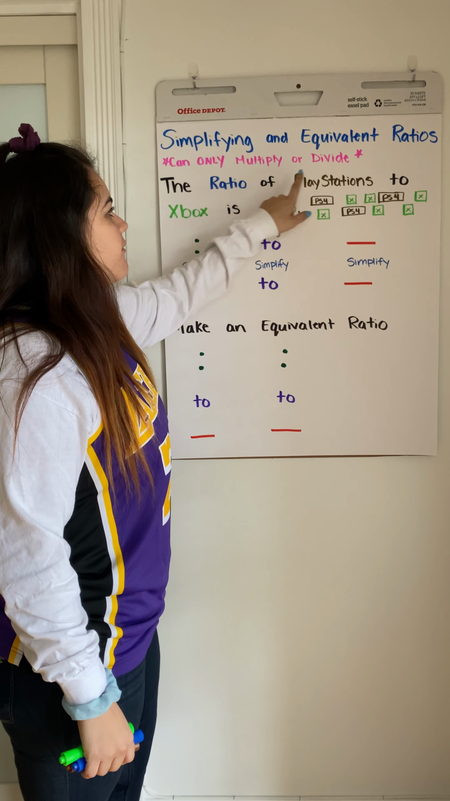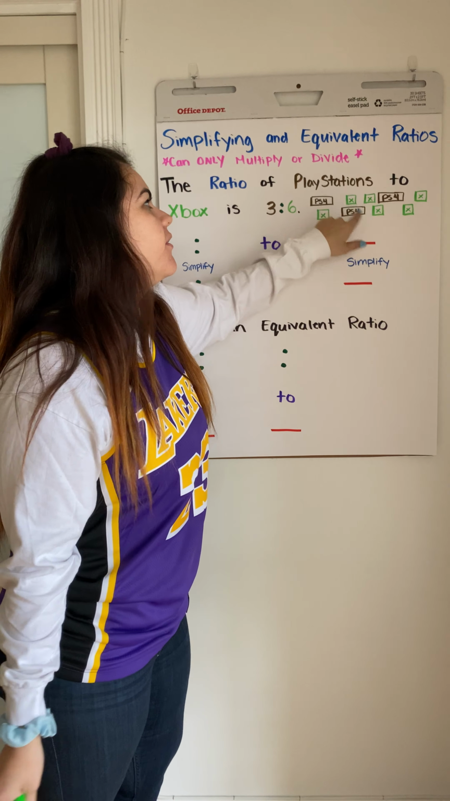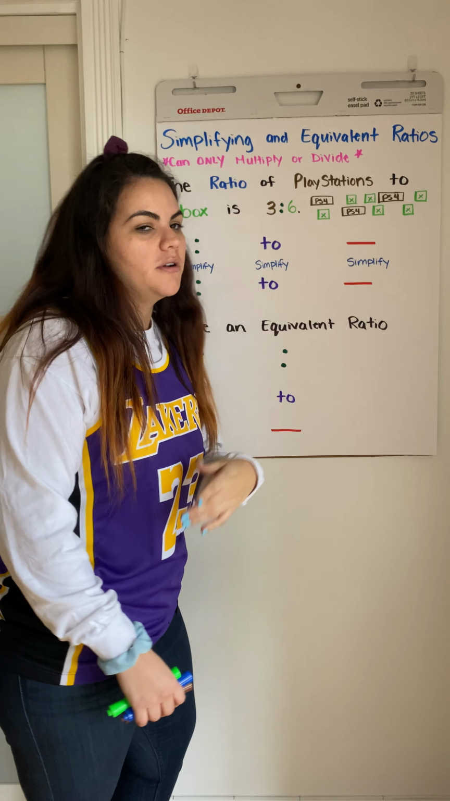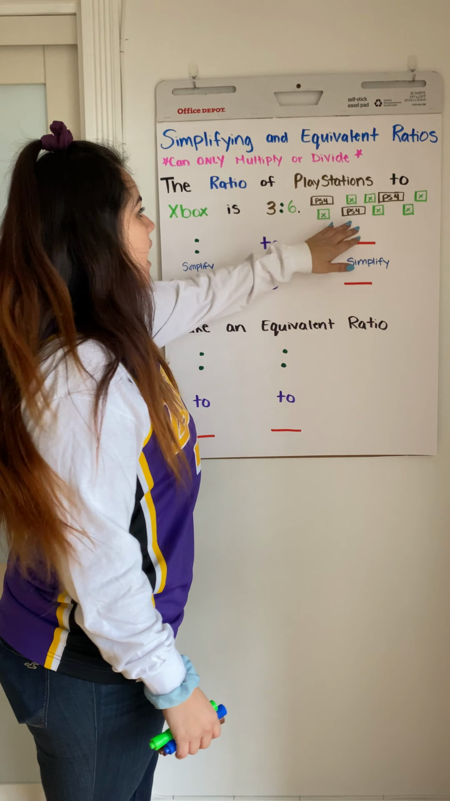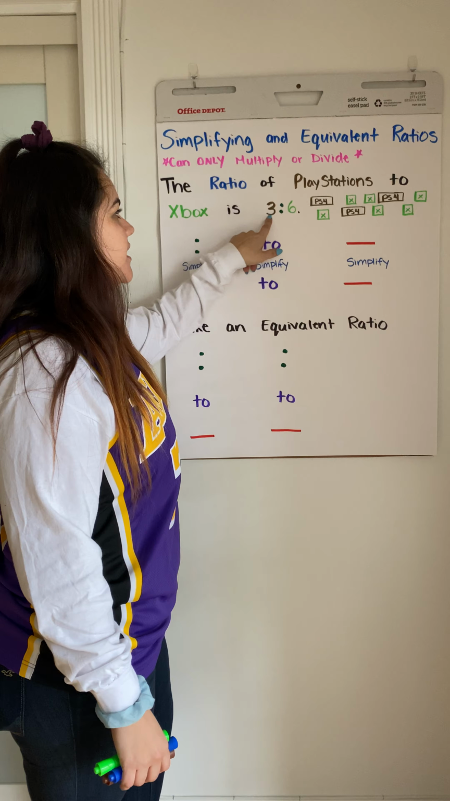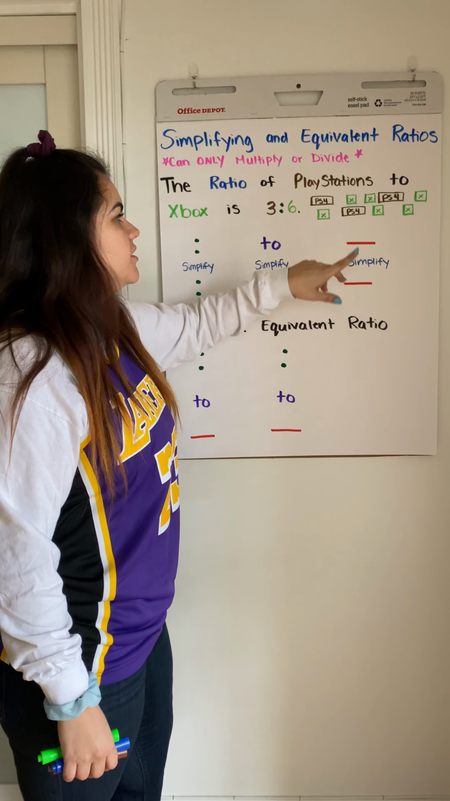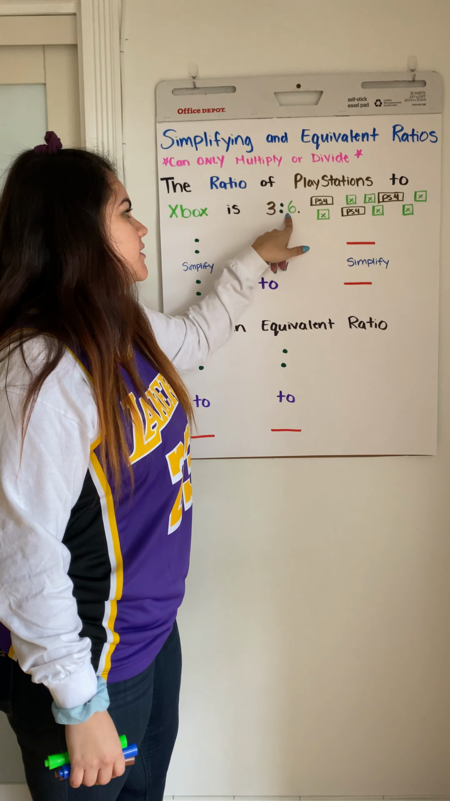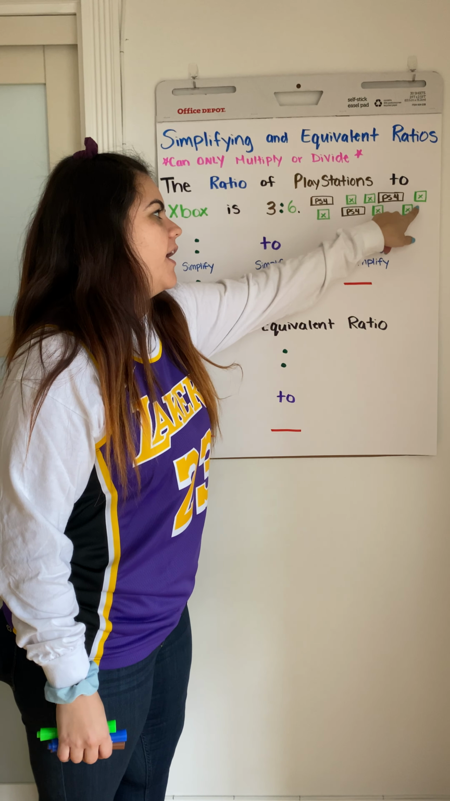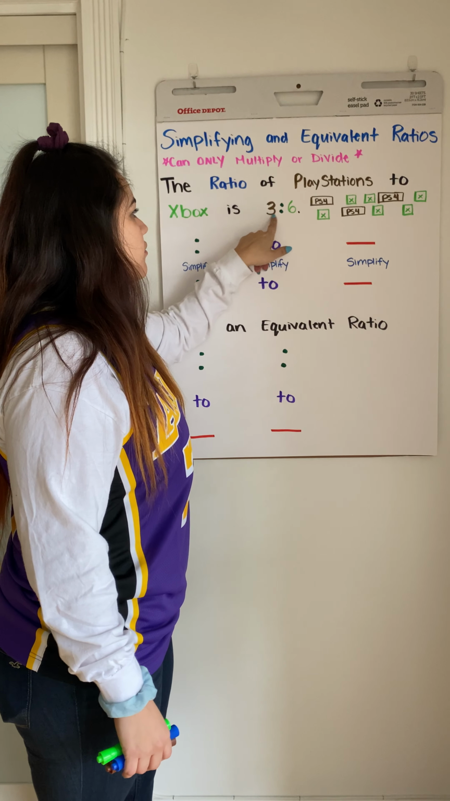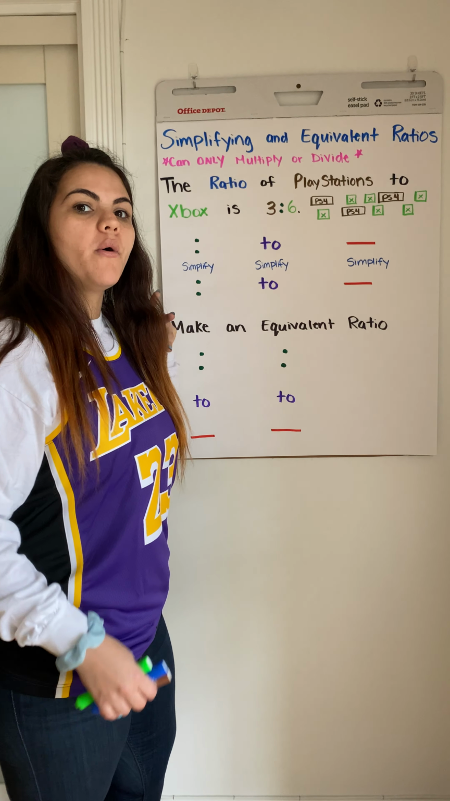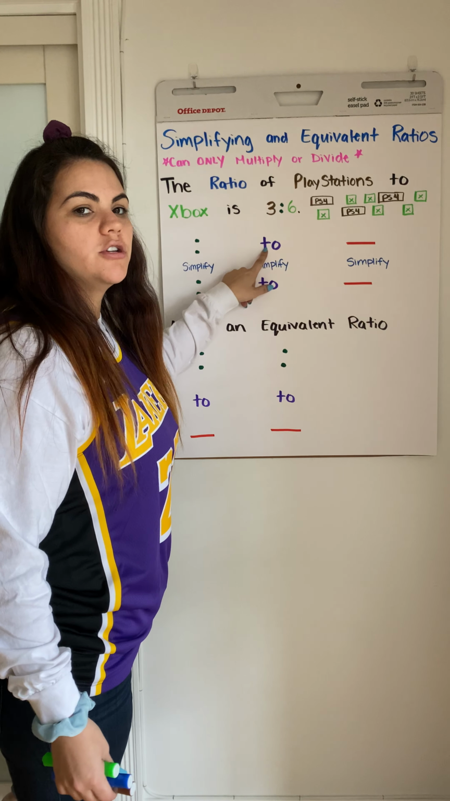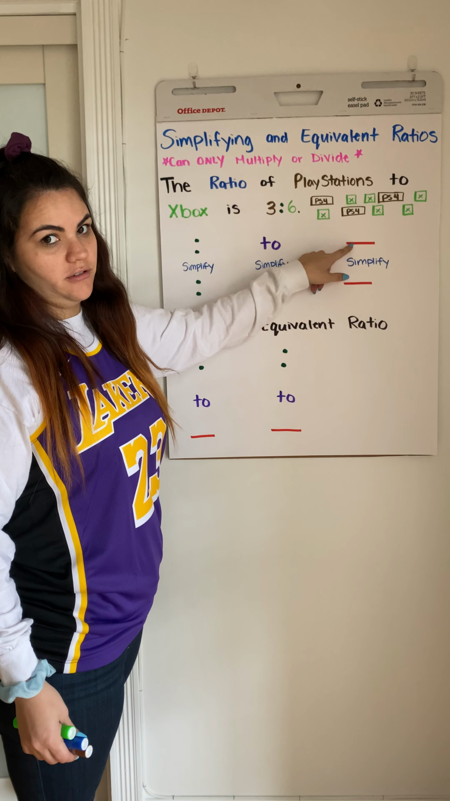The ratio of PlayStations or PS4s to Xboxes is 3:6. So it already gives us our ratio and it gave us the picture. I can see that there are 3 PlayStations, 1, 2, 3, and 6 Xboxes, 1, 2, 3, 4, 5, 6. So that means 3:6. Remember that our ratios are written in 3 ways: colon, the word to, and the fraction.